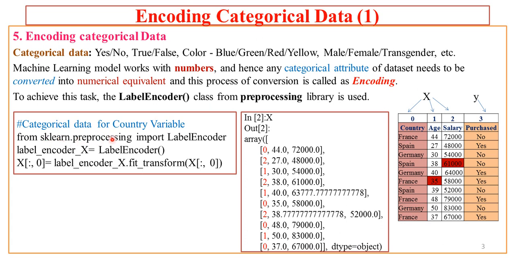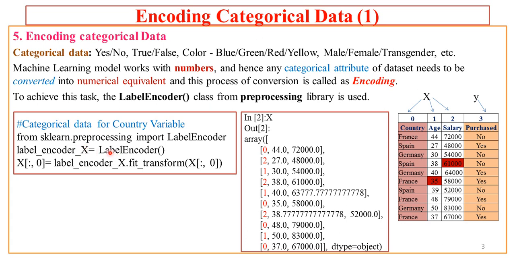From sklearn.preprocessing import LabelEncoder. So we are using the LabelEncoder class to achieve this conversion, that is called encoding. Here I have created one object, label_encoder_x. What does this x stand for? It is the independent variable feature vector. Now using this LabelEncoder constructor, we'll be constructing an object which will perform the encoding on the independent feature vector x.